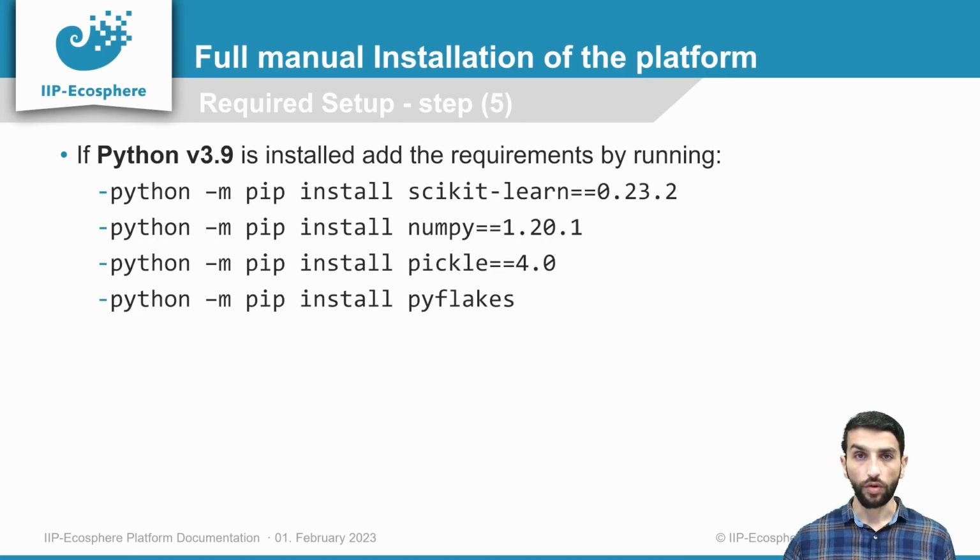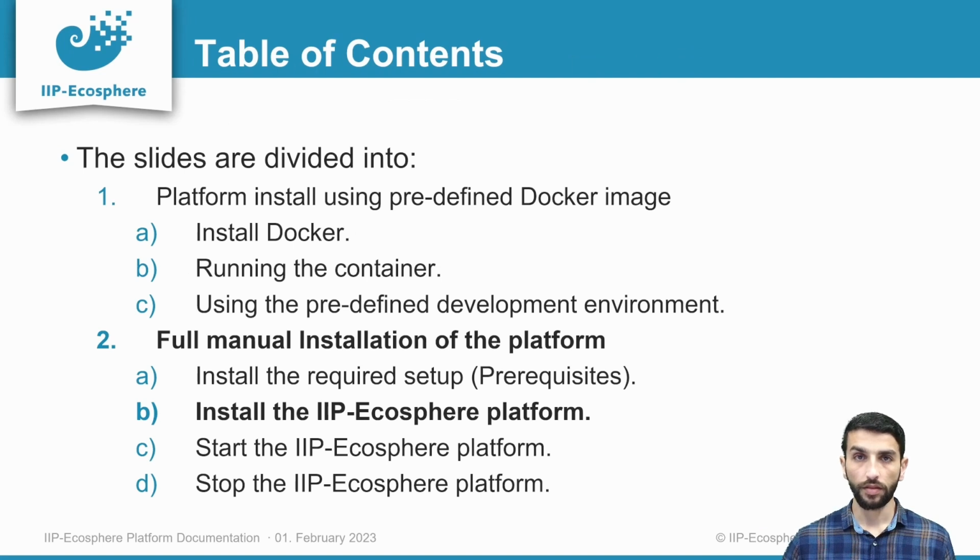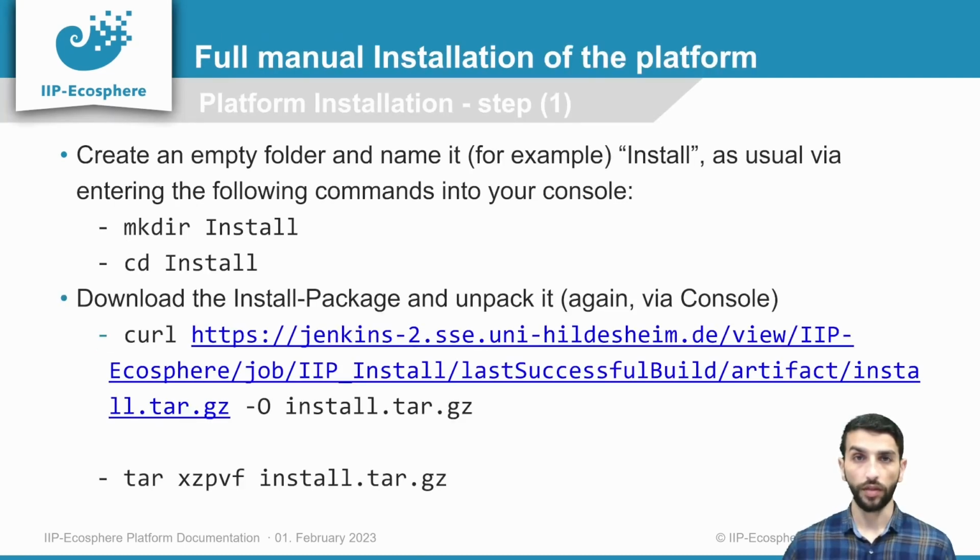You should install the following Python required libraries on your machine using the following four commands. Next, let's see how to install the IIP-Ecosphere platform to test the developed application. Create an empty folder and name it, for example, install, using the command mkdir install. Then go inside the folder using the command cd install.